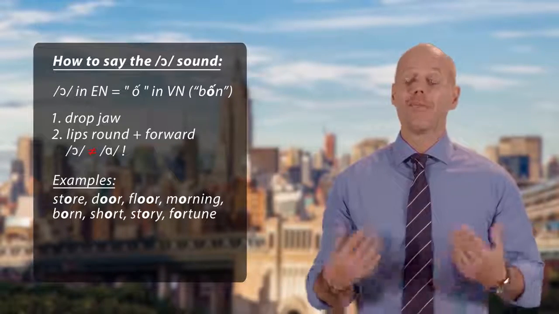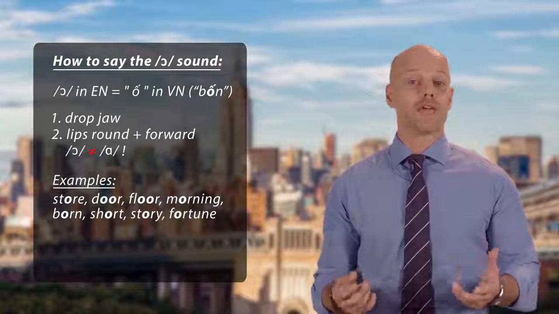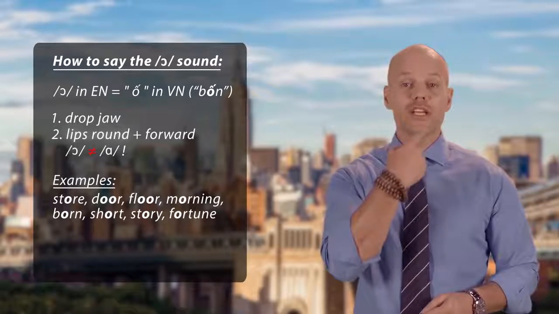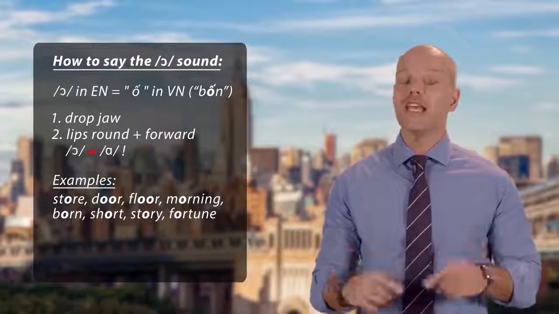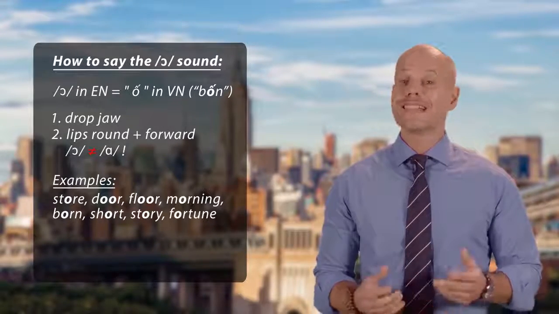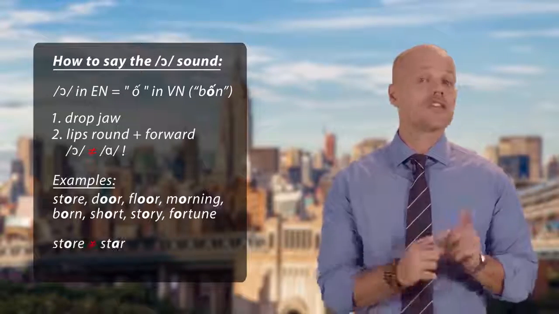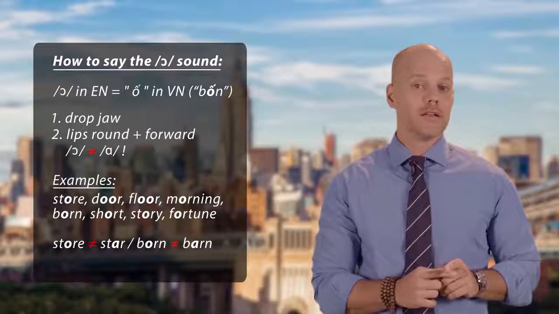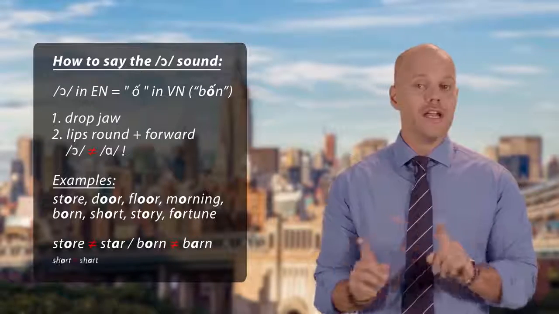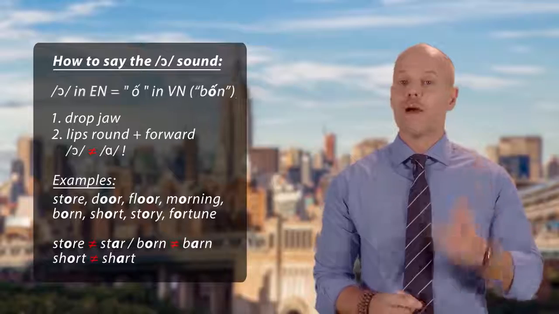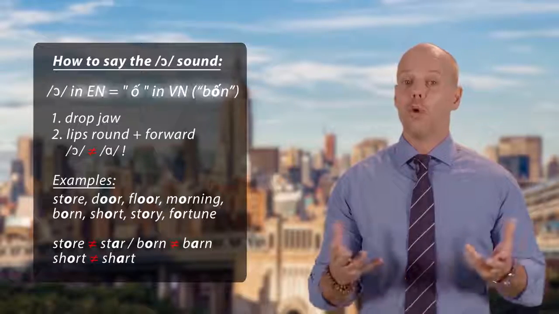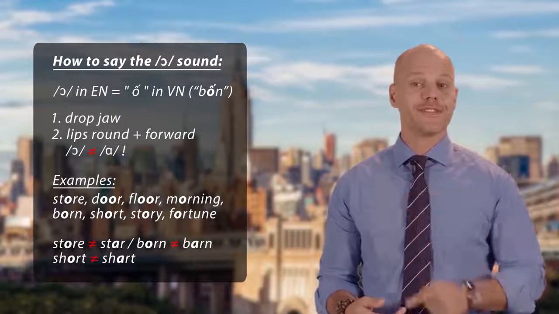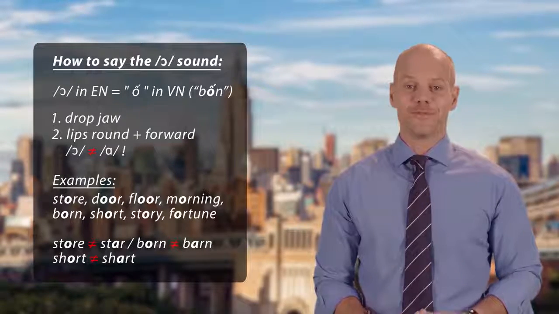Pause this video and practice saying these words with the correct o sound. Pay extra attention to rounding your lips so you're not saying an aw sound. It's store, not star, and born, not barn, and short, not shart. Remember the Vietnamese word born. Don't forget to use a mirror to check your lip position. Pause now.